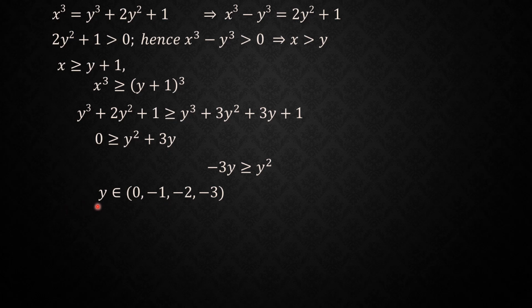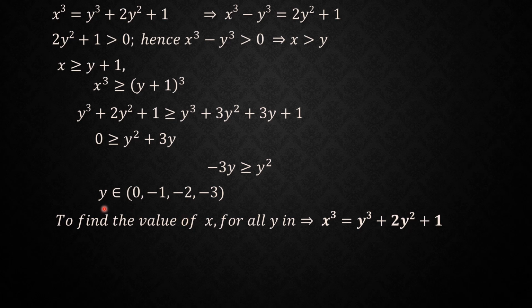Now to find the value of x, one by one we are going to put the values of y in this equation. For the first value of y, which is 0, we get 0 plus 1, so x cubed is equal to 1. That means y is 0 and x is 1. For the second value, minus 1, if we put the value, we have minus 1 plus 2, which is 1, plus 1 is 2. So x cubed is equal to 2. We do not have any integer for which x cubed will be 2. Hence, for y equal to minus 1, x is not an integer.